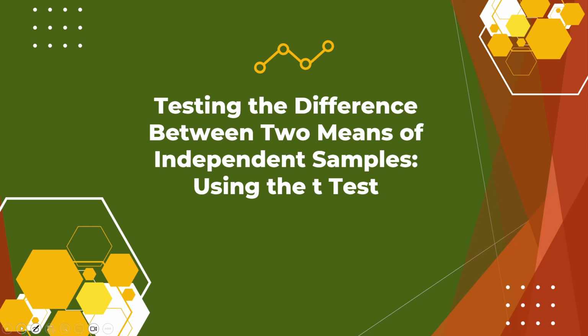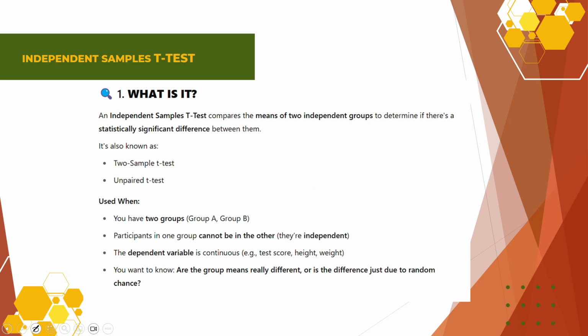So this time we will be talking about testing the difference between two means of independent samples using the t-test. So what is it? An independent samples t-test compares two independent groups to determine if there is a statistically significant difference between them. It is also known as the two-sample t-test or unpaired t-test.